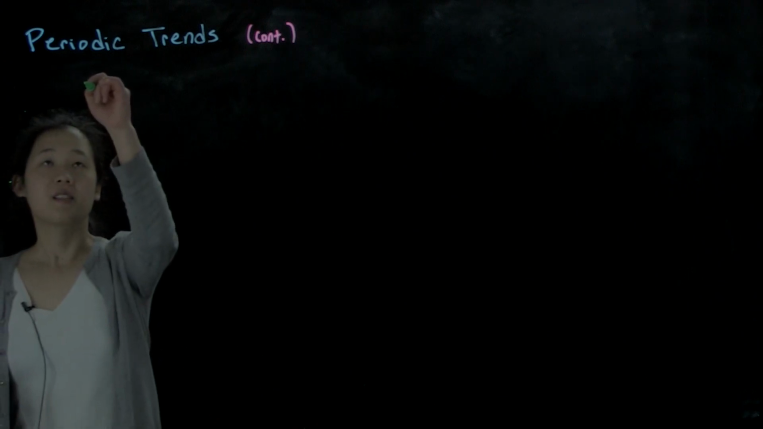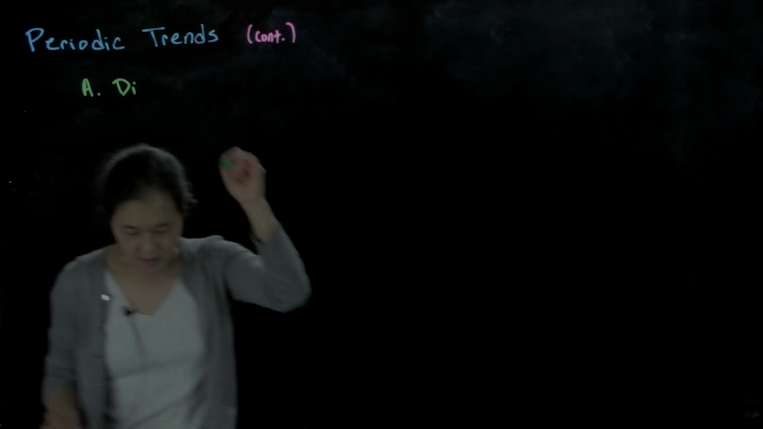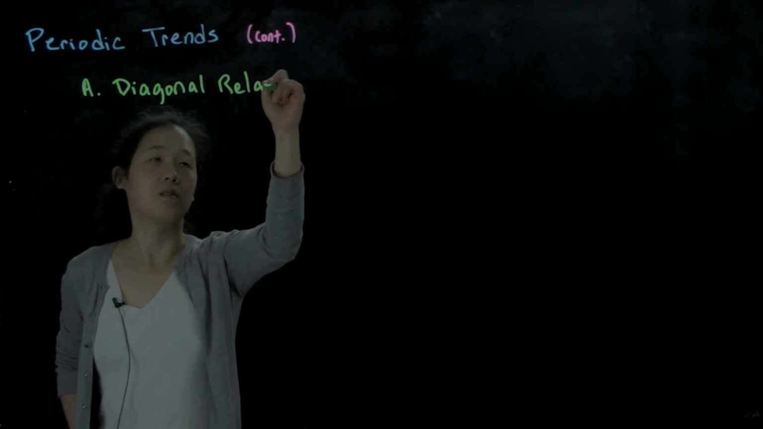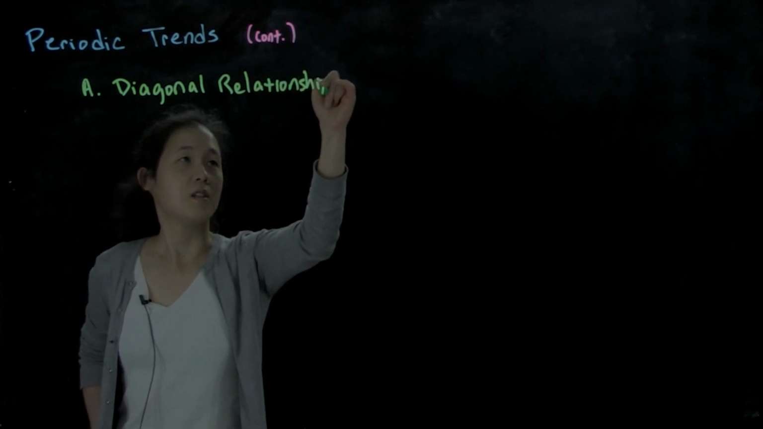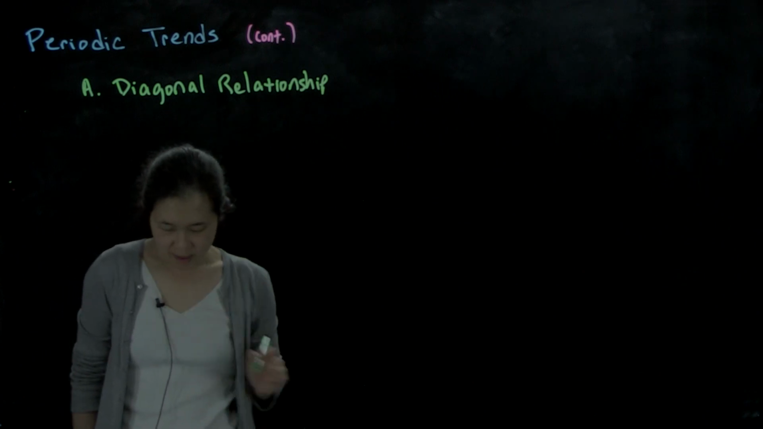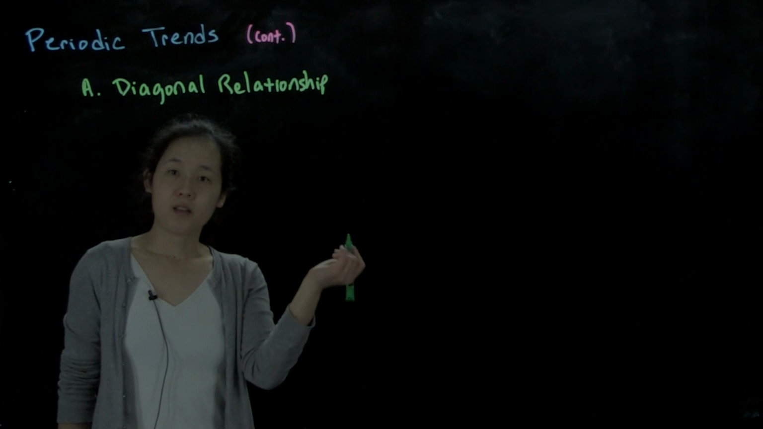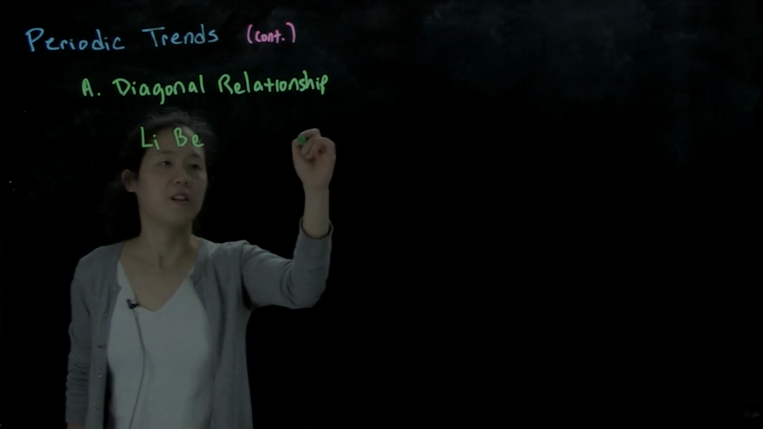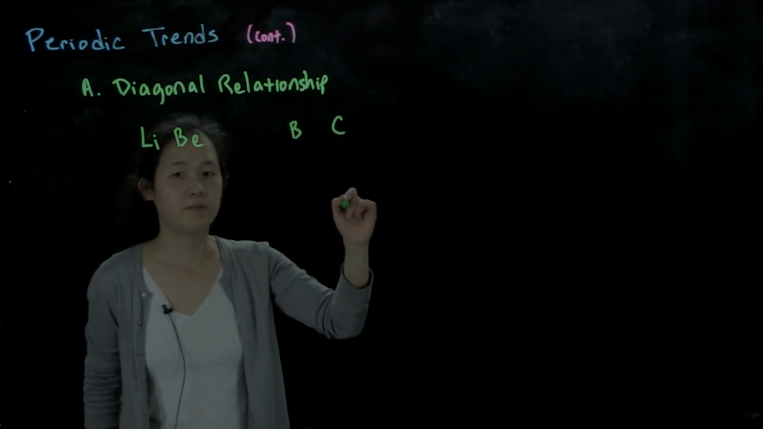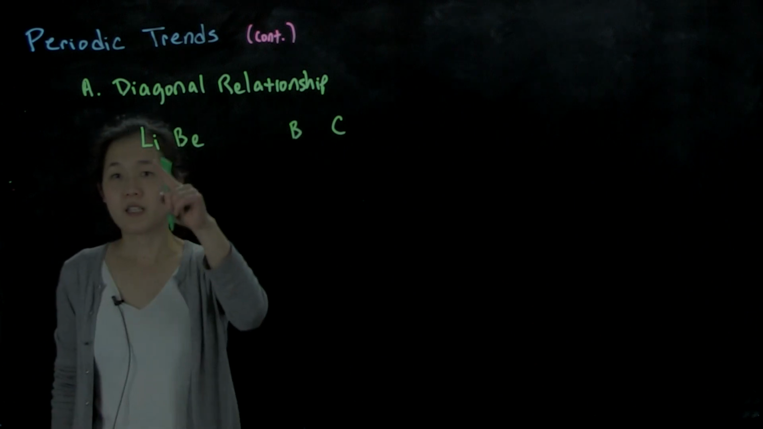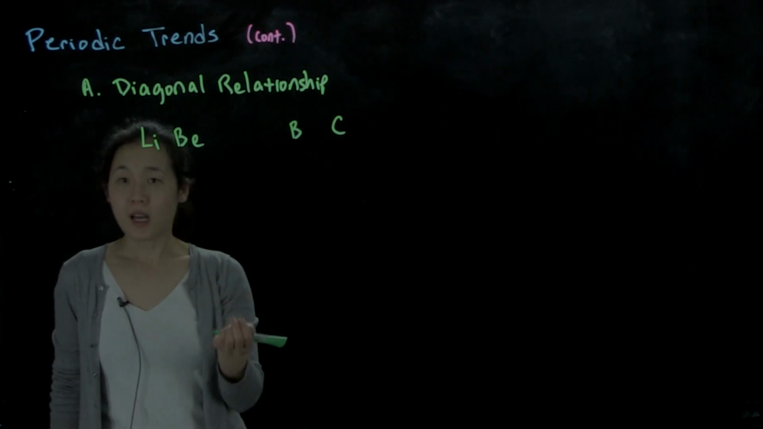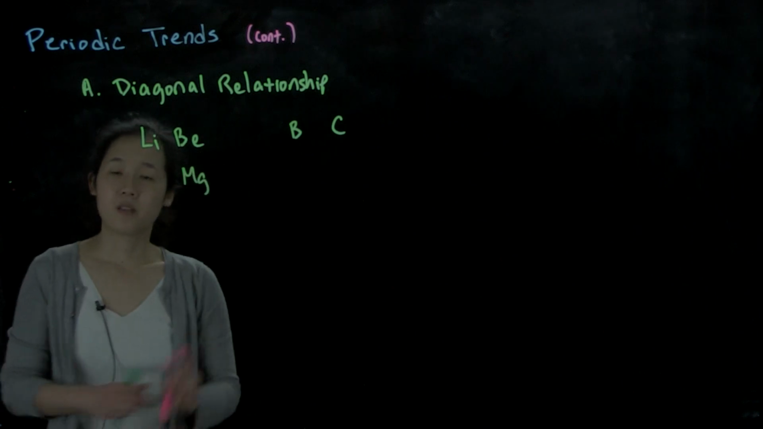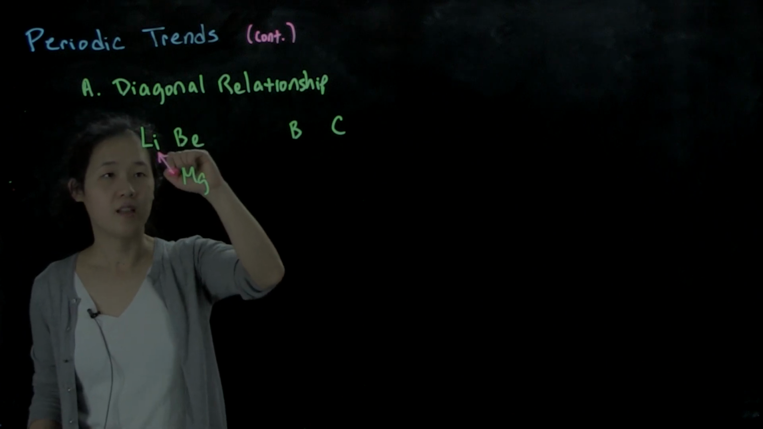So the first one, let's call it A, is the so-called diagonal relationship. This is just something that you want to keep in mind, as in your second row elements. Here we have lithium, beryllium, then we go across boron, carbon, et cetera. If you look at tables of electronegativity and size, what we'll see is that lithium and magnesium both have really similar electronegativities and size.